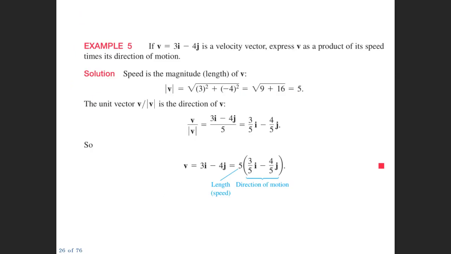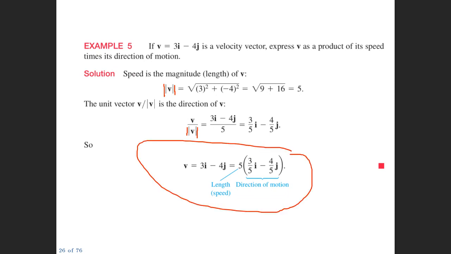Here's another example from a textbook. If v is the vector 3i minus 4j, and if this is a velocity vector, express v as a product of its speed times its direction of motion. So what it really wants is a number multiplied by a unit vector. The number that it wants is the norm of v. I want to use two vertical lines here. The people that wrote that book used only one. The norm of this vector is 5. So it's going to be 5 multiplied by a unit vector. The unit vector pointing in the same direction as v is v divided by the norm of v, 3/5 i minus 4/5 j. So the answer to this example from the textbook is 5 multiplied by this unit vector.